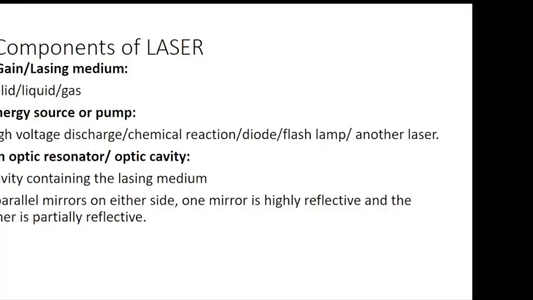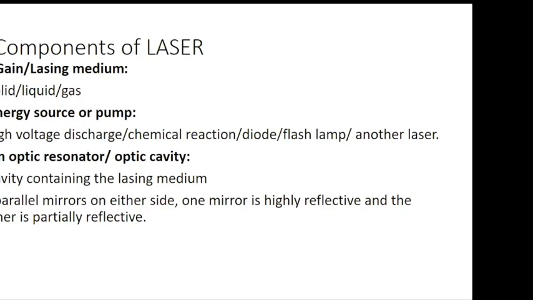So now let's talk about the components of the laser itself, the machine that produces laser. What are its components? It has three components: a gain or lasing medium. This medium could be a solid, liquid, or a gas. As I'm saying, this lasing medium could be a liquid, gas, or a solid. We'll talk about that later.